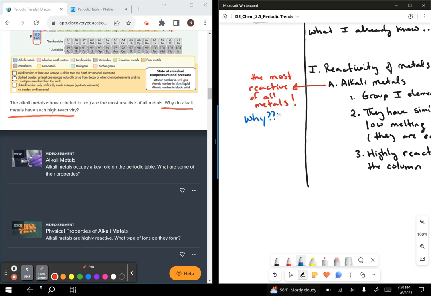Why? Okay, that's what you should be thinking to yourself. Especially in the next Explore, they're going to talk about the mechanisms. Perhaps you already have some ideas.